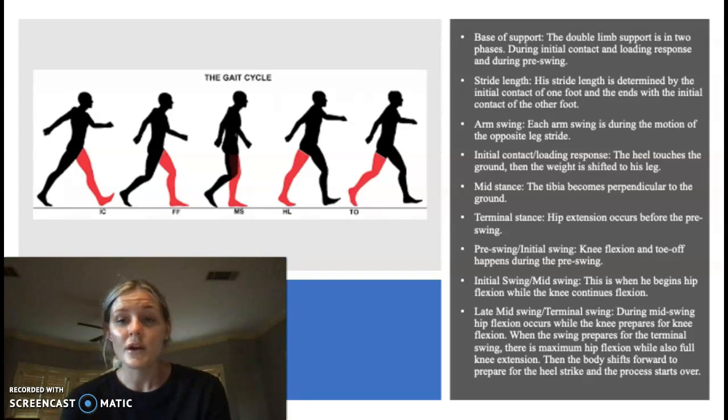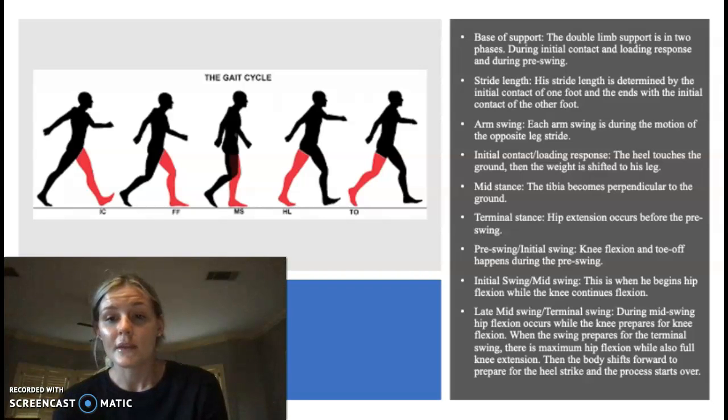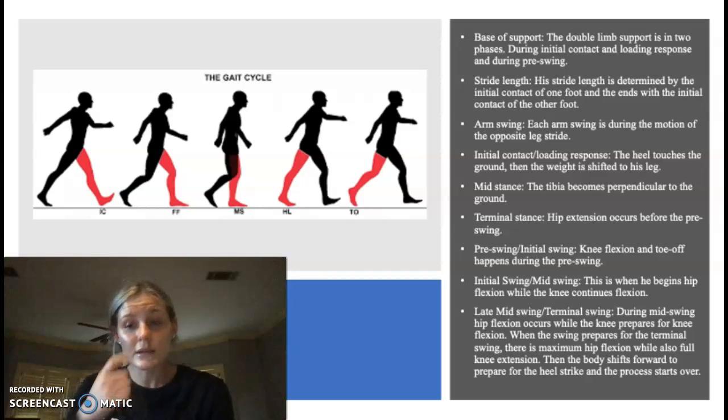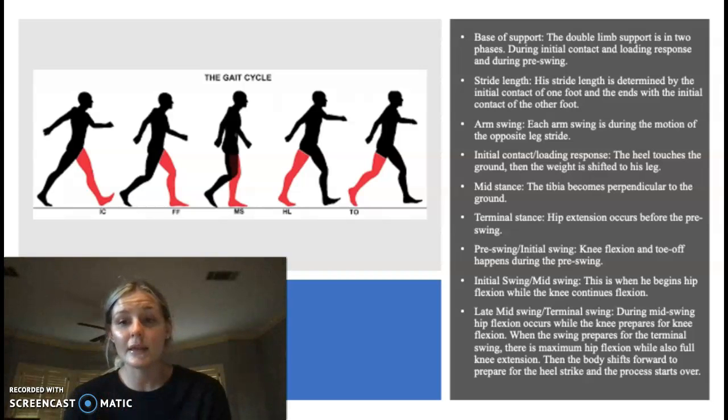As far as initial contact moving into the loading response, the heel touches the ground and then the weight is shifted to his leg. For mid stance, the tibia becomes perpendicular to the ground. For the terminal stance, the hip extension occurs before the pre-swing. For pre-swing into the initial swing, knee flexion and toe off happen during this phase.